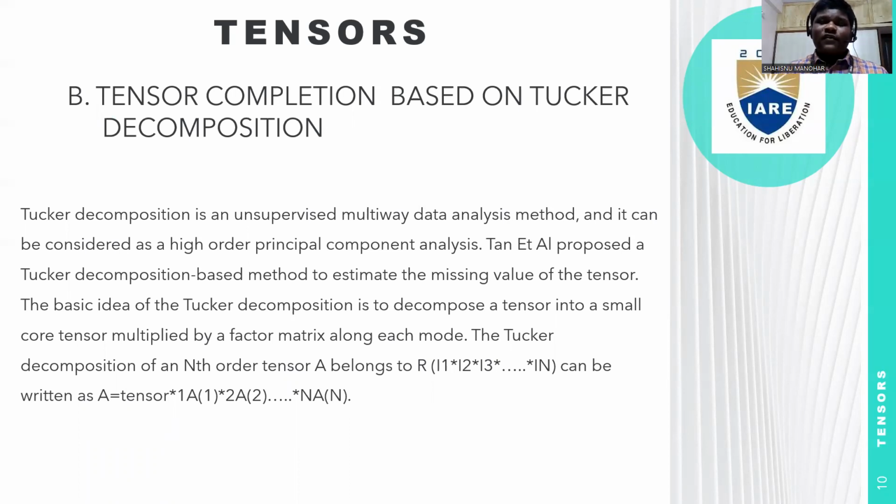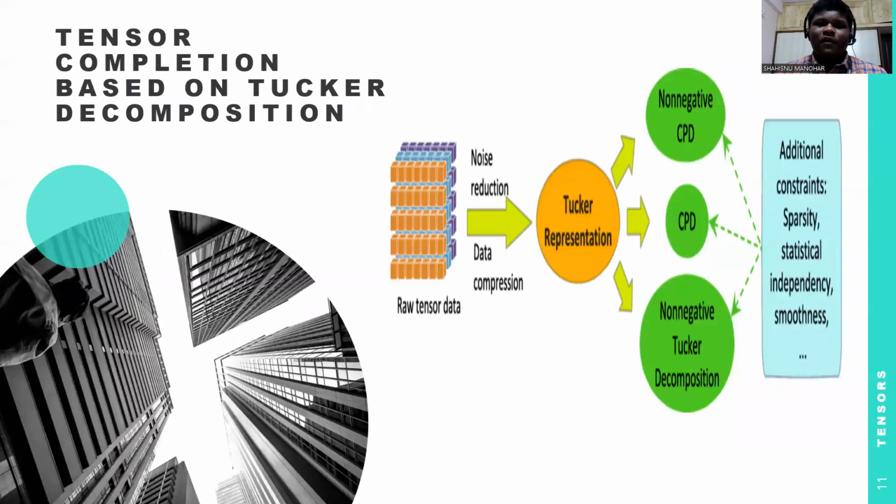The Tucker decomposition of an Nth order tensor A belongs to R of order I1, I2, I3, and so on up to IN, can be written as a core tensor G ×1 A(1) ×2 A(2) and so on ×N A(N). This is an example of tensor completion based on Tucker decomposition. There is raw tensor data, which when noise reduced and data compressed, results in a Tucker representation, which is further divided into non-negative CPD and non-negative Tucker decomposition.